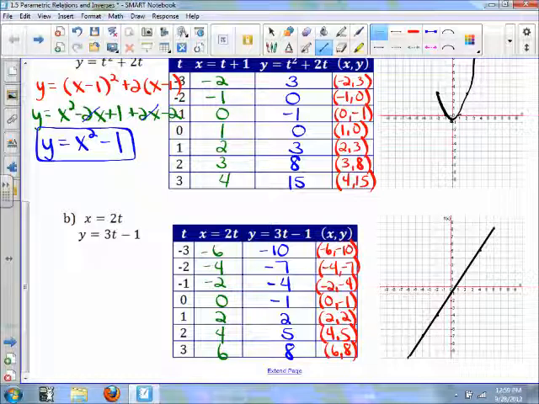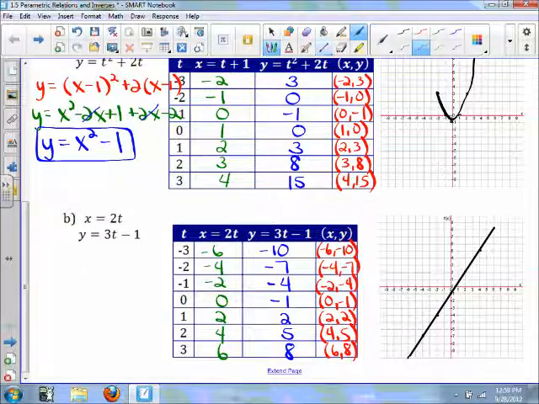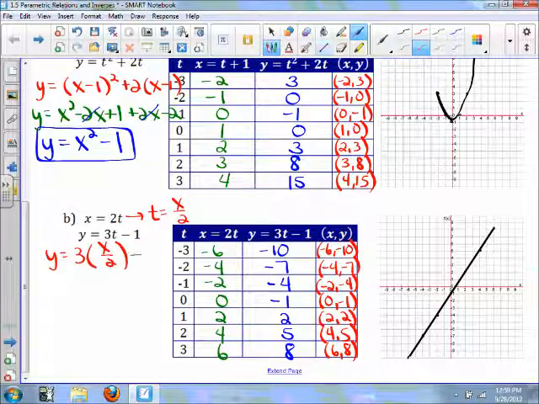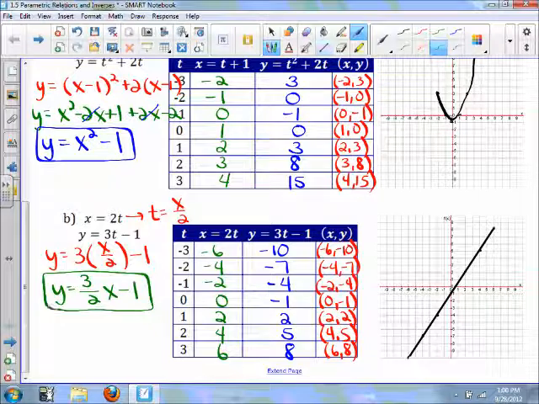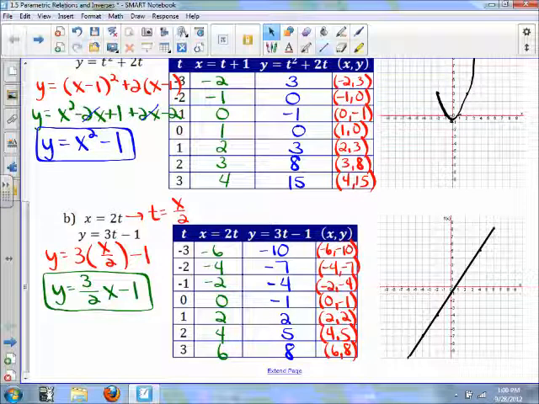Now, to figure this out algebraically, again, I want to solve the top equation for t. So here, t will equal x over 2. Putting this in and simplifying, here's your equation. So 3 halves x minus 1, and if you look at it, it looks exactly like it is. So it's going to go up 3 to the right 2 for a slope, and a y-intercept of negative 1. It's the line y equals 3 halves x minus 1.